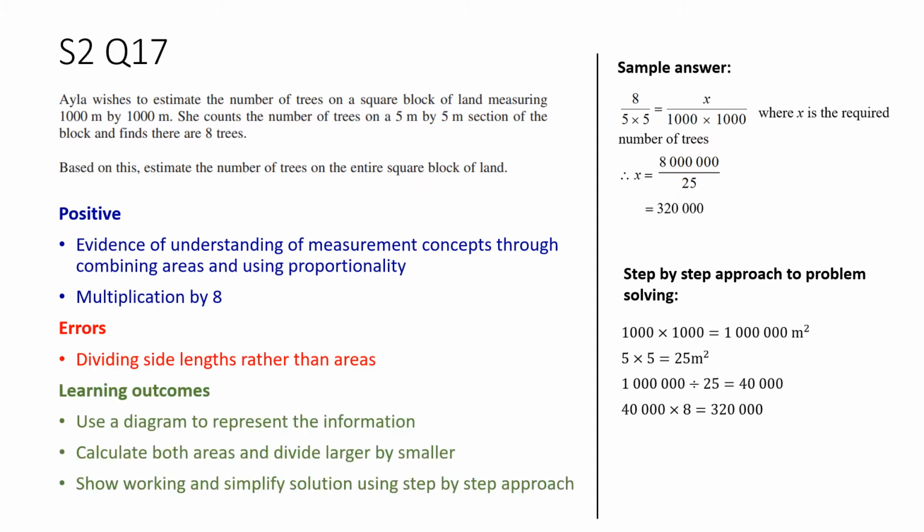In better responses, students were able to show evidence of an understanding of measurement concepts through calculating areas correctly, operating with areas, and applying proportionality. Students should read the question carefully, as many did not link area of land, but simply used the side measurements of 1,000 and 5. Students should make connections with the language of the question to be able to identify that the wording 1,000 by 1,000 is actually 1,000 multiplied by 1,000 to calculate area.